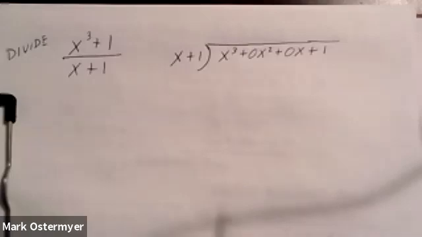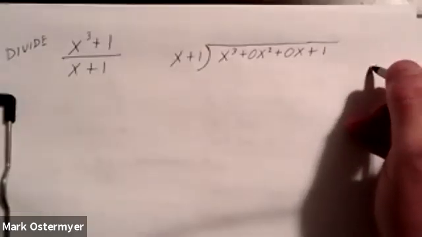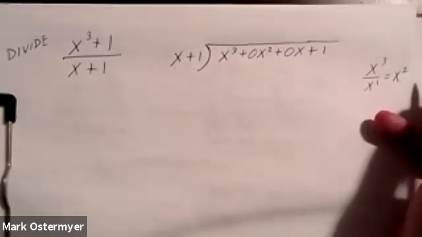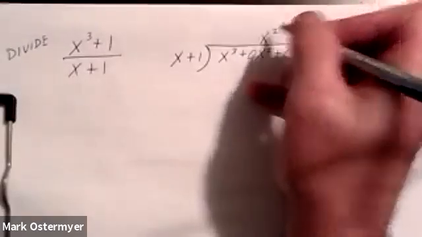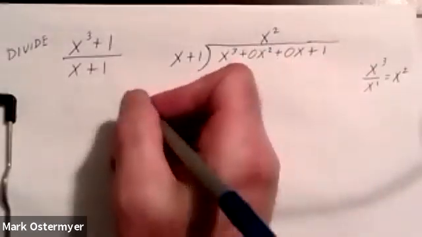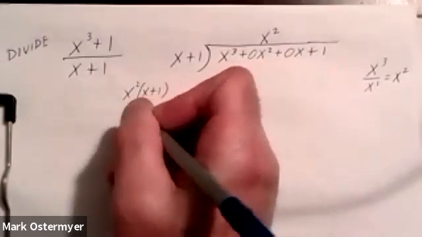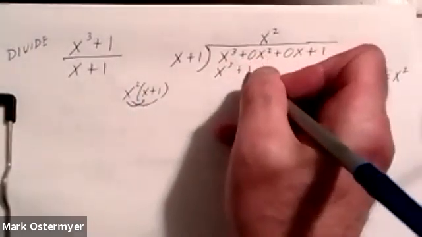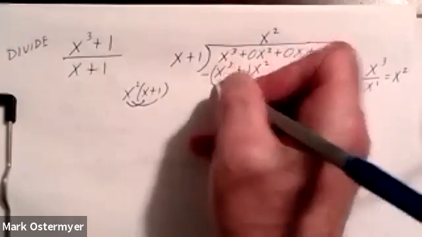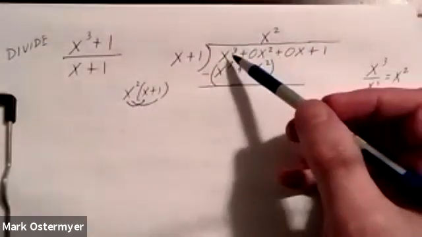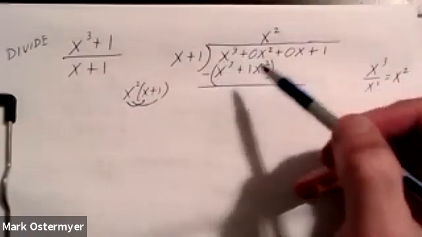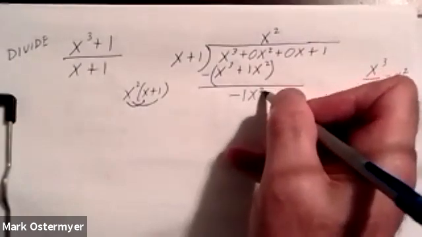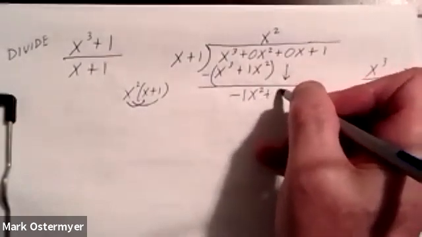So let's begin our division. X divides into x cubed how many times? X squared times. Take x squared multiplied by your divisor. X squared times x, x cubed. X squared times 1, plus 1x squared. Subtract off the whole polynomial. What happens to the x cubed terms? They drop out. 0x squared subtract 1x squared, negative 1x squared. Drop down the next term of 0x.